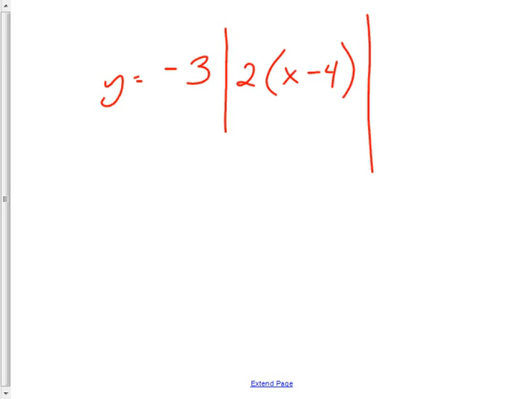All right, what if it was much more complicated? What if it was like this? Y equals negative 3, absolute value of 2 times parentheses x minus 4. What order would you do that in? And would it matter? Oh, yes, it would. You have to know the order that these go in. All right, so I want you to write this one down. And I want you to make a list for me, 1, 2, 3, 4. What do you think should be first, second, third, and fourth thing that you do?